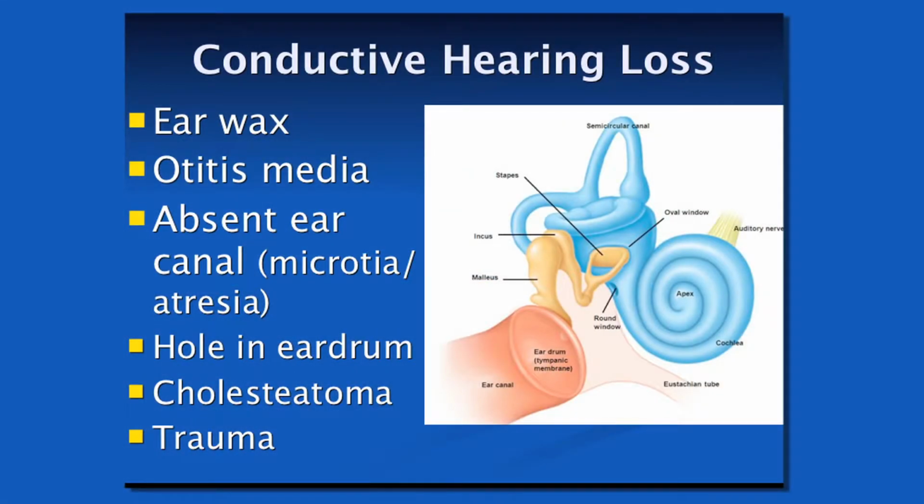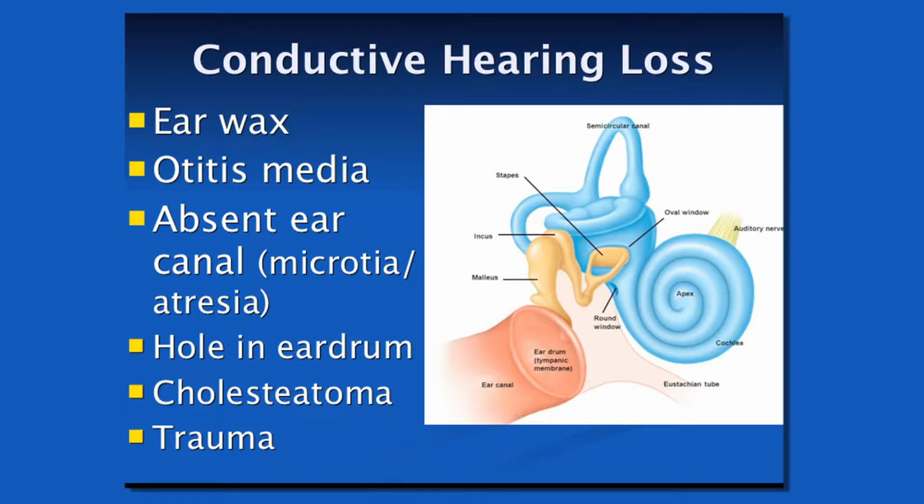Conductive hearing loss is when there's an interruption in that sound wave through the air from the outside world to the inner ear. So basically we're talking about problems in the anatomy of the ear canal, eardrum, middle ear, hearing bones. For example, earwax. You get a big plug of earwax, the sound is muffled. It's a problem in the conduction of sound to the inner ear. That's a conductive hearing loss.